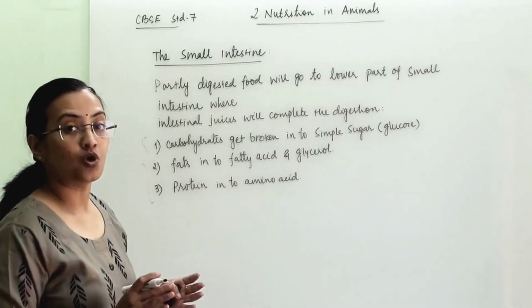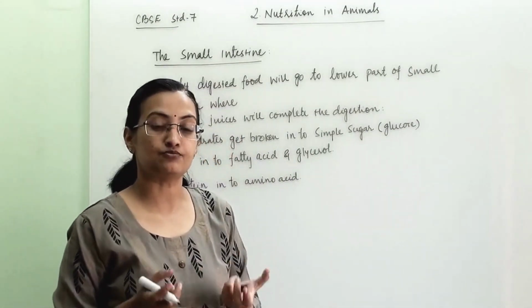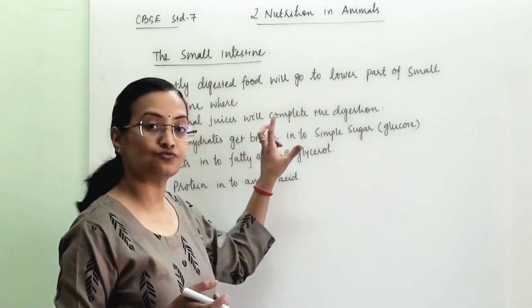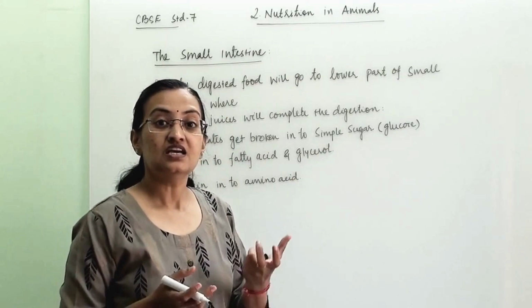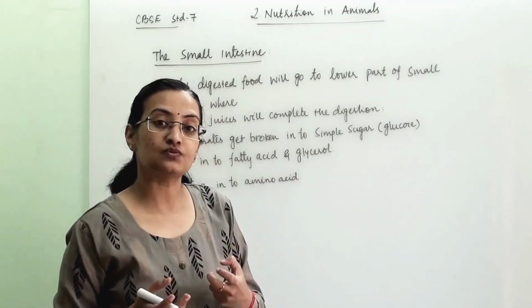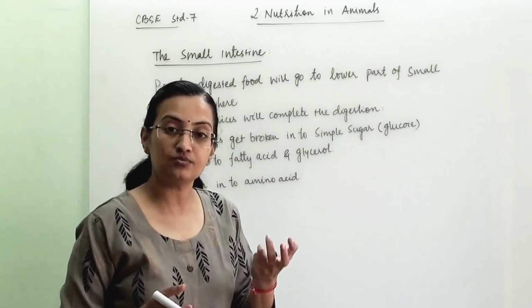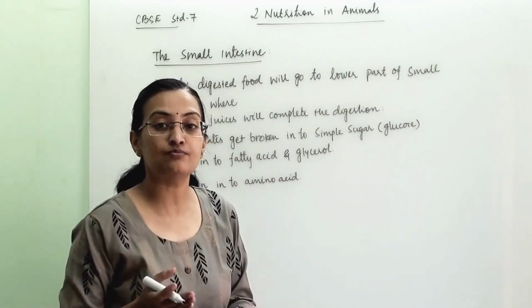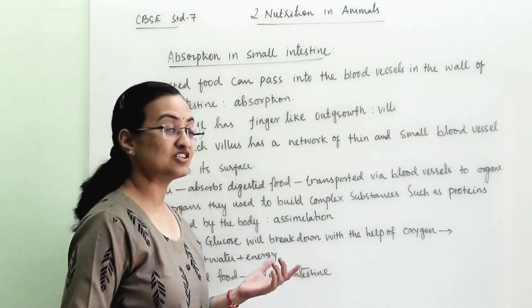Now in small intestine, one of the most important processes will happen, and that is absorption. Once all this food gets digested with the help of intestinal juices, the absorption process will start. Now let us learn how small intestine will absorb this food and where this absorbed food will go. Now how does absorption happen in small intestine?